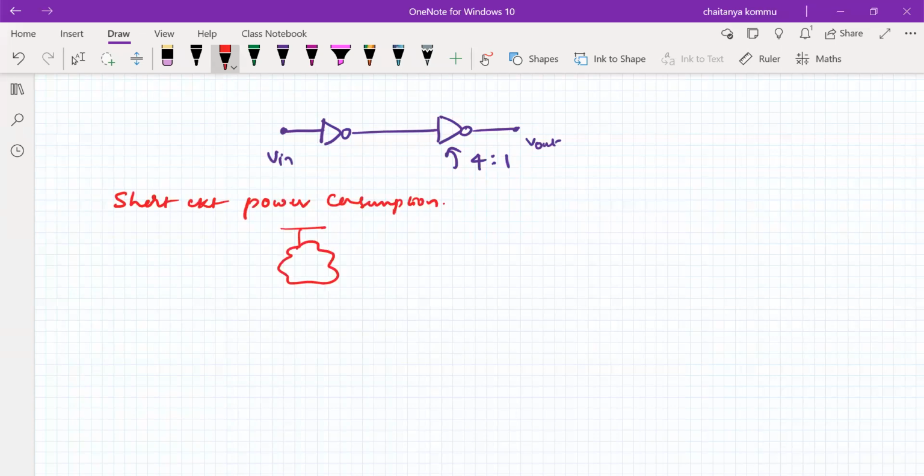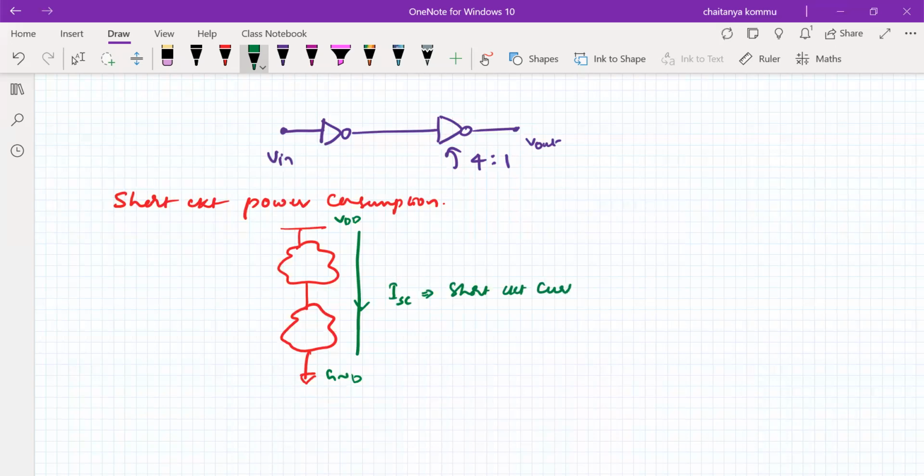Whenever a path exists from the pull-up to the pull-down network, directly from VDD to ground, it is called a short circuit path. Because of this, there is a short circuit current, which leads to short circuit power consumption. So whenever we are realizing a circuit, it should not allow a direct path from VDD to ground by switching on all the transistors.